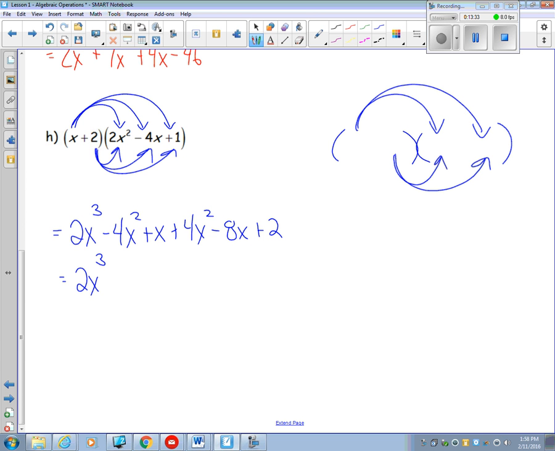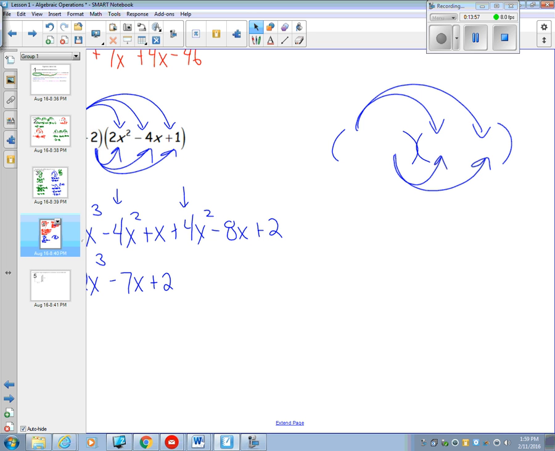There's no other x cubes. The x squared is kind of interesting here. I got a positive 4 and a negative 4. Those cancel each other out, so actually no x squareds. I got a plus 1x and a minus 8, so minus 7x's. And I get the plus 2 at the end. Okay, that's how we can expand any brackets, regardless of how many terms are inside them. We take the idea of FOIL and multiply everything in the first bracket by everything in the second.